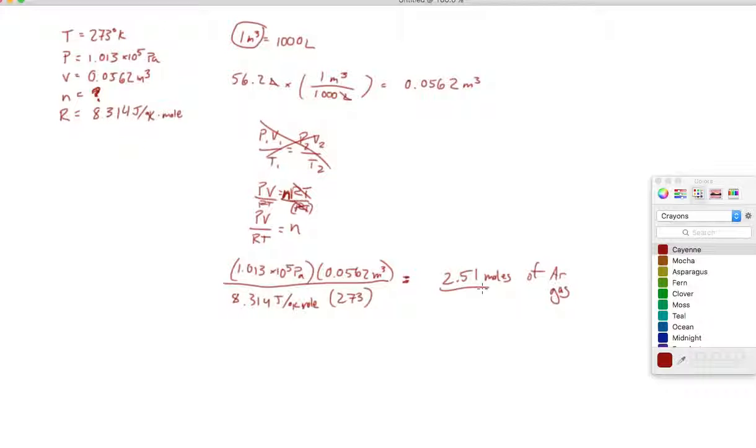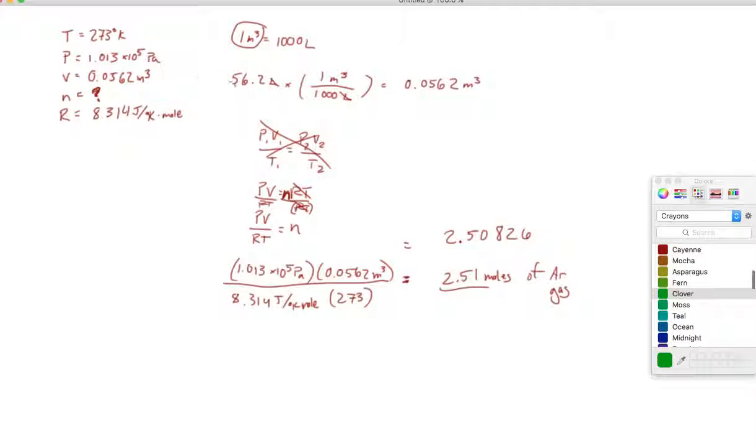I'm going to double check to see what the answer was without it being rounded, so I can round it with you. So I'm going to put this in my calculator right now. Take this times 0.0562. Take that whole thing. Okay. Divide by 8.314 times 273. All right. So without it being rounded, this is what I got, and make sure you get this: 2.50826 something.